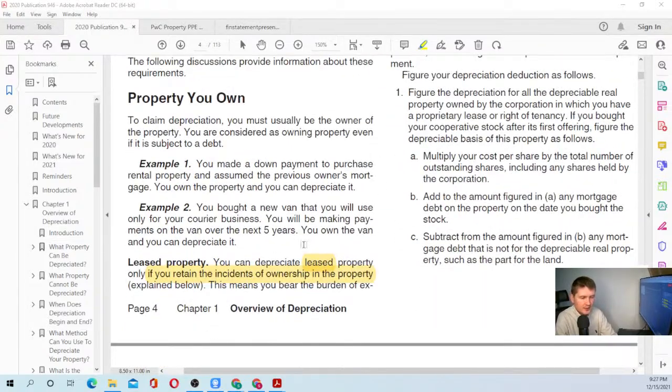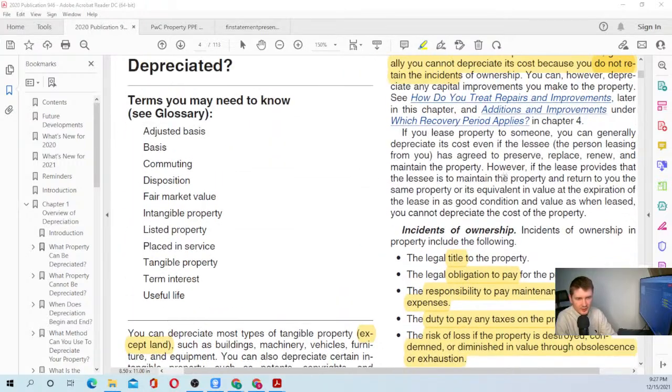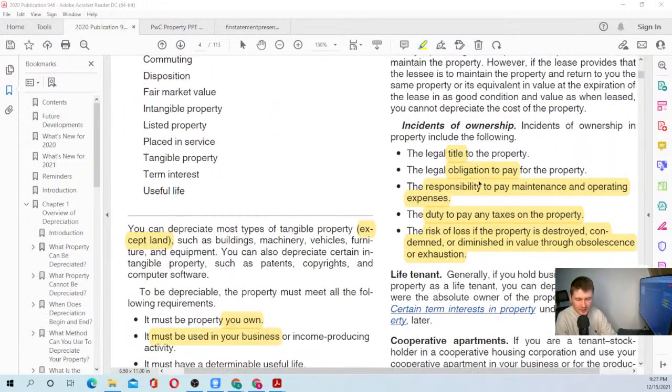So you must be accurate. If leasing property is involved, you must pay more attention to whatever is in the guidance, in the tax guidance.